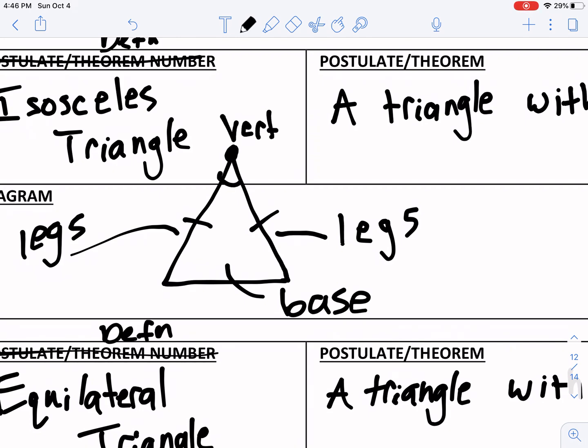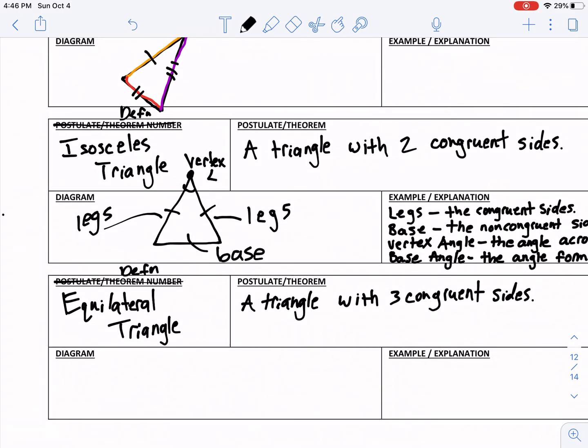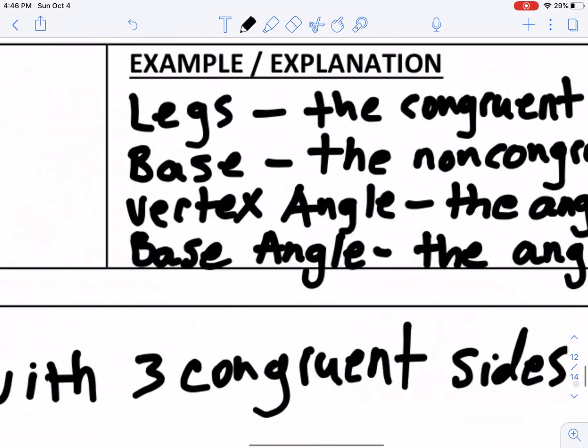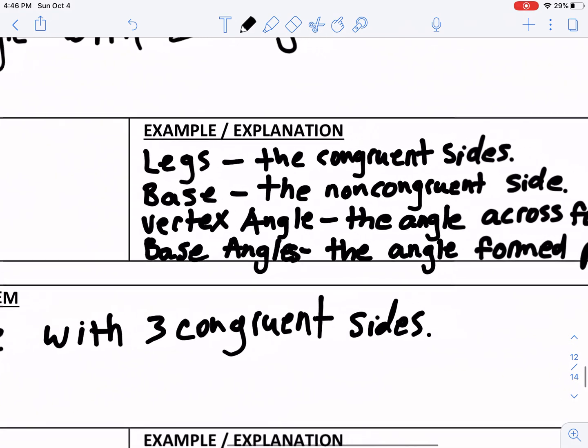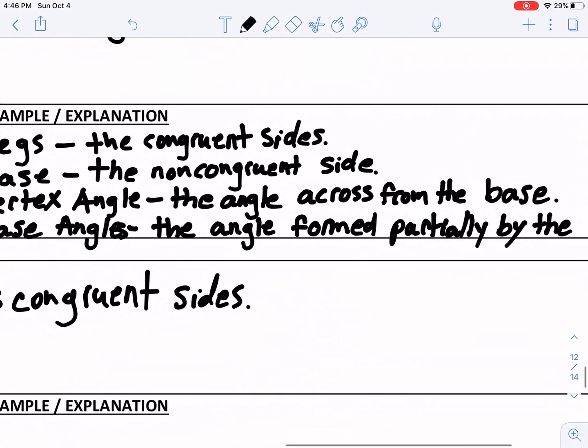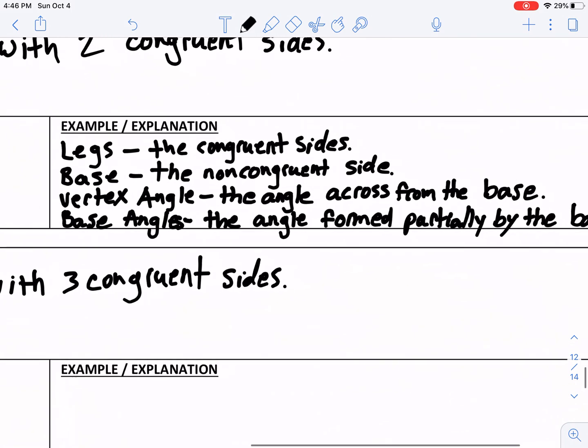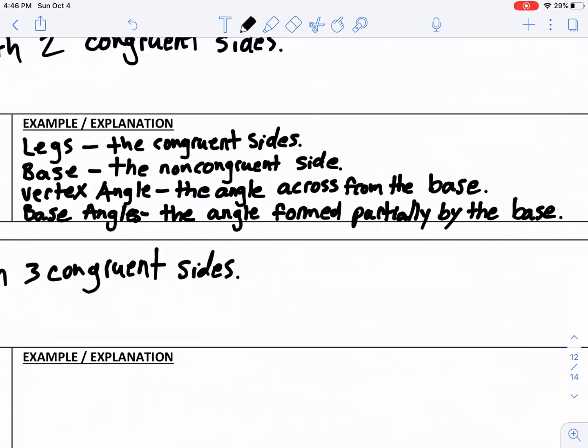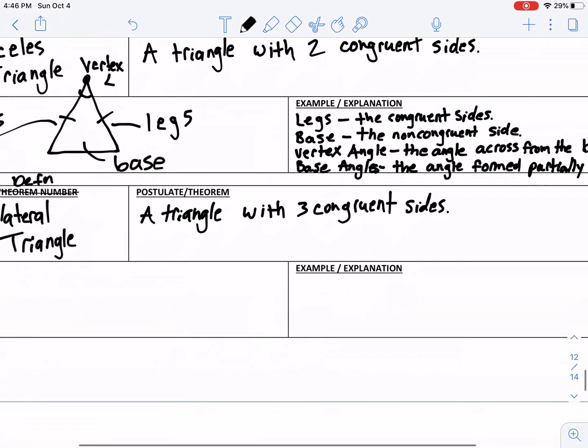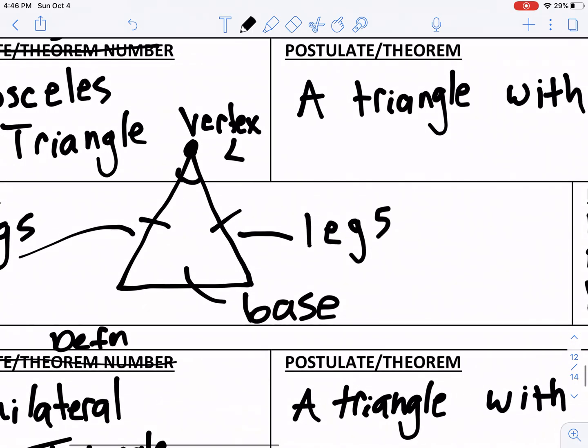That guy would be the vertex angle. Now the base angle, this should actually probably say base angles. Okay, the base angles, see if I can move it over. There we go. So if you need to, hit pause and write this down. But the base angles, those are the angles formed partially by the base, okay? So when they're talking about the base angles, well, it's down here with the base, okay? So remember, this line right here, this was our base. These guys right there would be the base angles, okay?